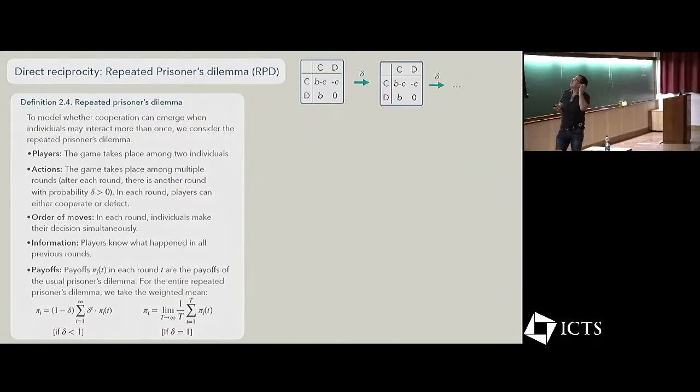All right, so this is the idea. We played a repeated business dilemma, so we play this one. Yeah, sorry.